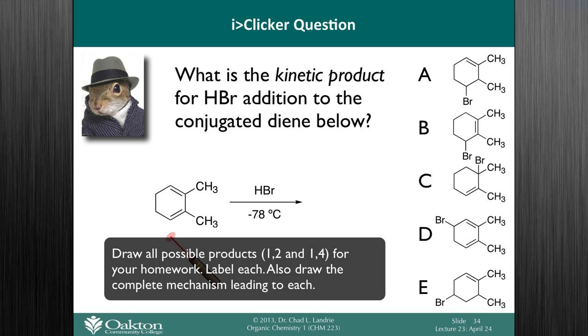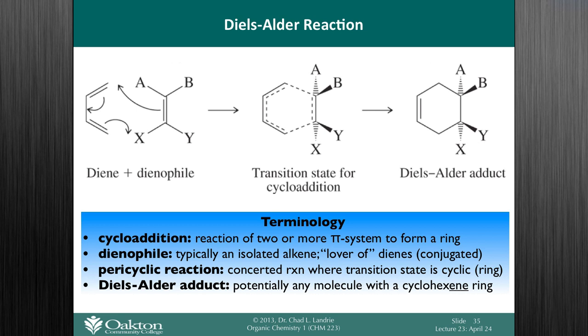The next reaction we'll look at is the Diels-Alder reaction. This is a famous reaction discovered by chemists Diels and Alder, and it's another way that we can create carbon-carbon bonds. Again, our holy grail of organic chemistry. This reaction is known as a cycloaddition, which is defined as any reaction of two or more pi systems. So in a Diels-Alder reaction, we can see that we have a conjugated 1,3 diene reacting with a simple alkene. These two pieces are called the diene and the dienophile, right? The dienophile is the lover of the diene.